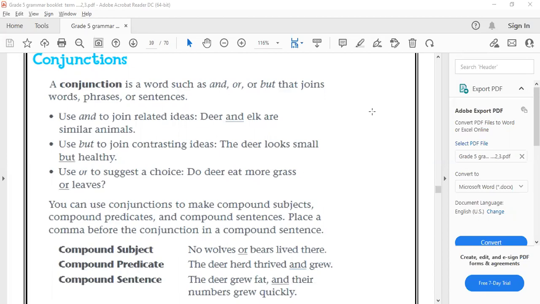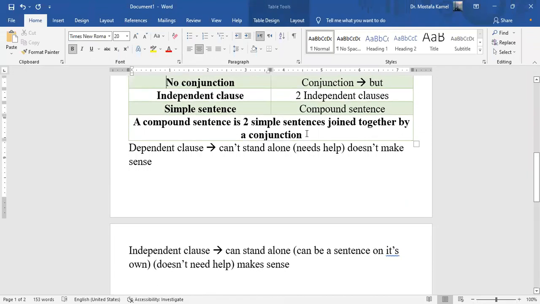Muhammad Hussein, tell me, what's a compound sentence? Look here. A compound sentence is two simple sentences joined together by a conjunction. Yes, this is exactly what it is.